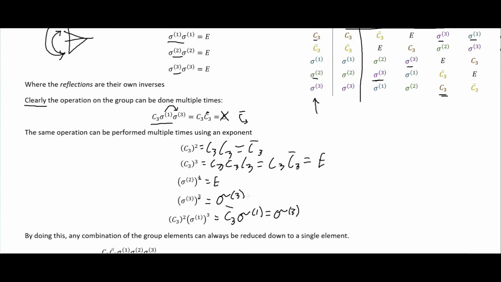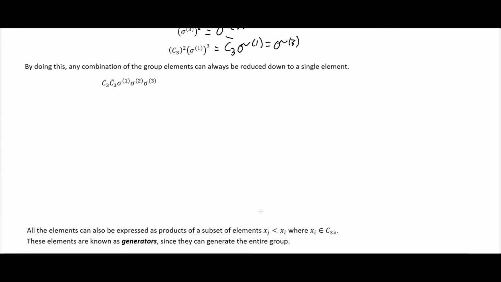Anytime we do the binary operation with 2 elements of our group, we will always get another element of our group. And so we can look at that here in this example. So we have C3, C3 bar, then sigma 1, sigma 2, sigma 3. So sigma 2 acting on sigma 3 gives us C3 bar. So we would have C3, C3 bar, sigma 1. These last two now become C3 bar. Then if we do sigma 1 on the C3 bar, we get C3, C3 bar.